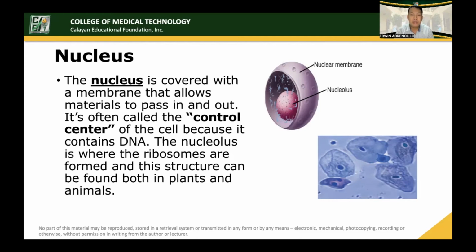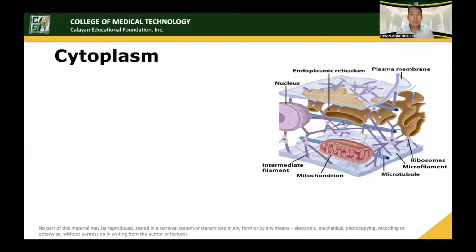So part of the nucleus is where the ribosomes are formed. And this structure can be found both in plants and in animals. Ribosomes are scattered in the cytoplasm of the cell, and there are also attachments in the endoplasmic reticulum. So later on, we are going to discuss that.